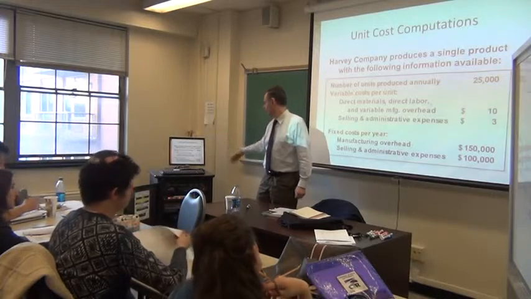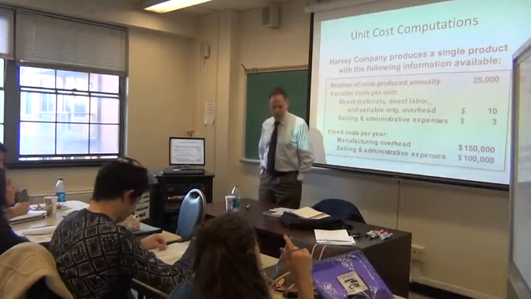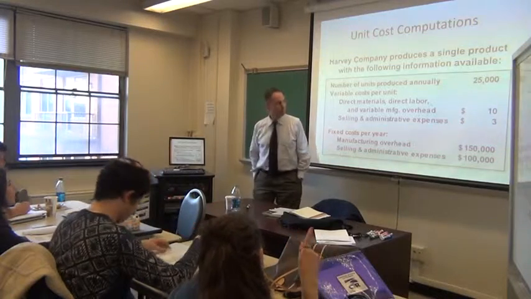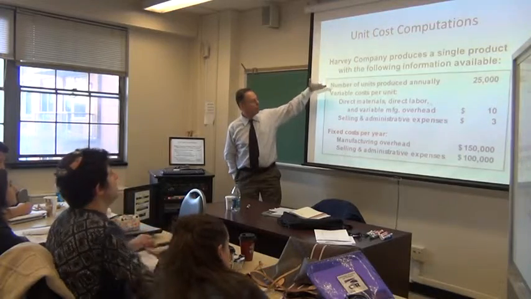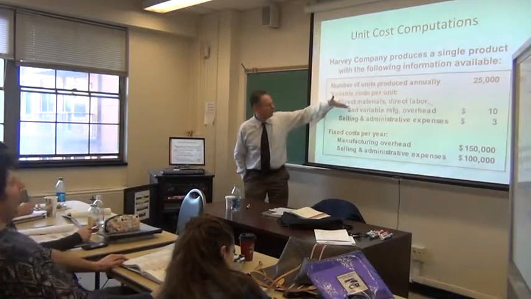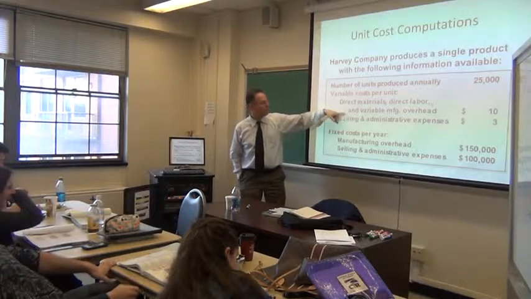Direct materials, labor, manufacturing overhead per unit. So 25,000 units. They produce the same amount each year. Let's notice the variable cost per unit is 10, and the variable selling and administrative cost is 3.